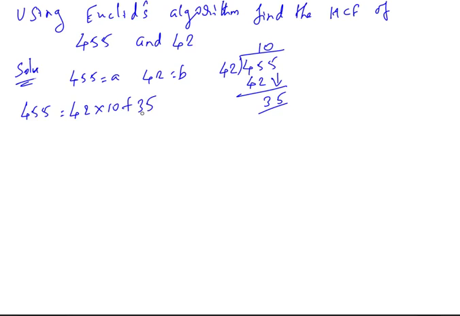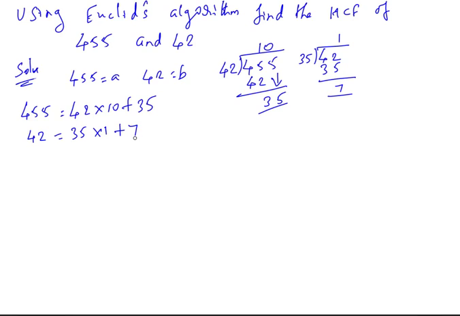The remainder does not become 0, so we need to continue the process. That means we divide the divisor by the remainder. 42 divided by 35 goes one time, and the remainder is 7. According to Euclid's division lemma, we write this as 42 equals 35 times 1 plus 7.